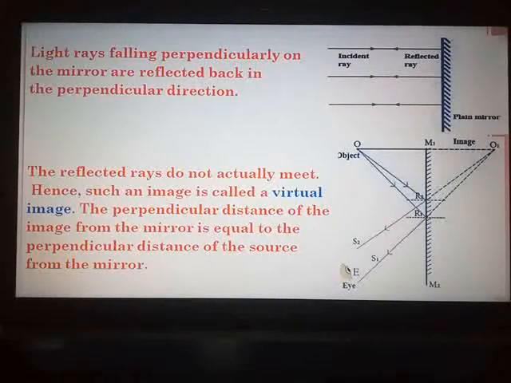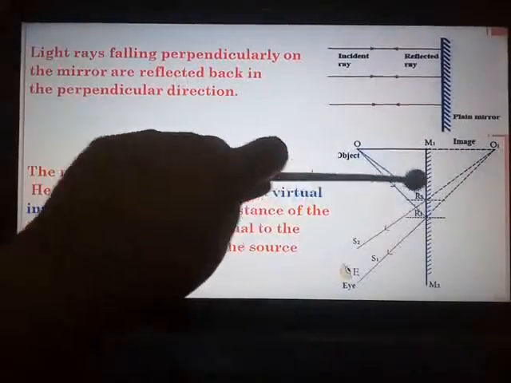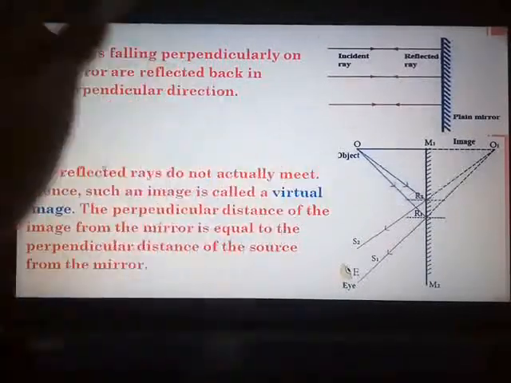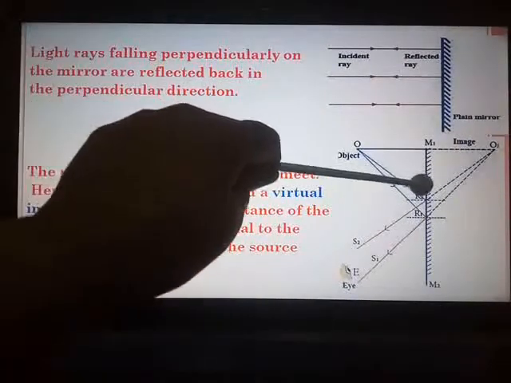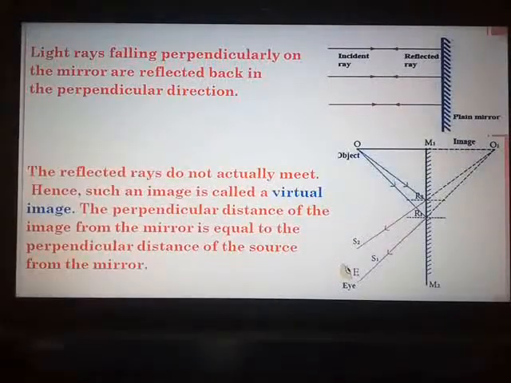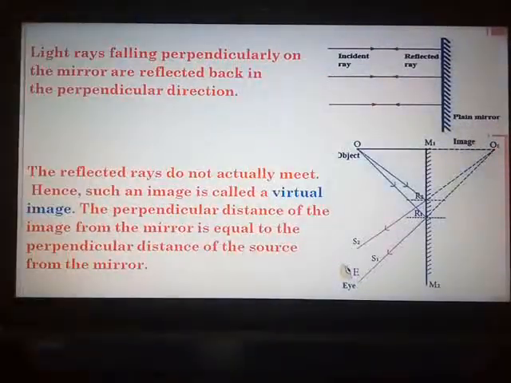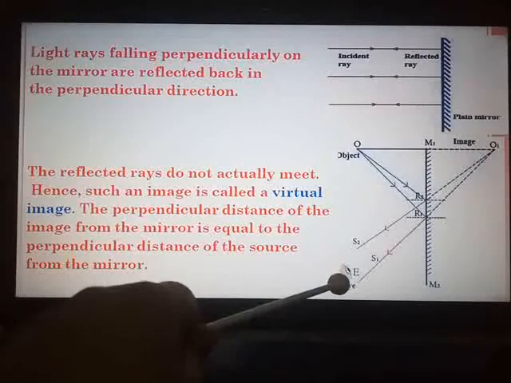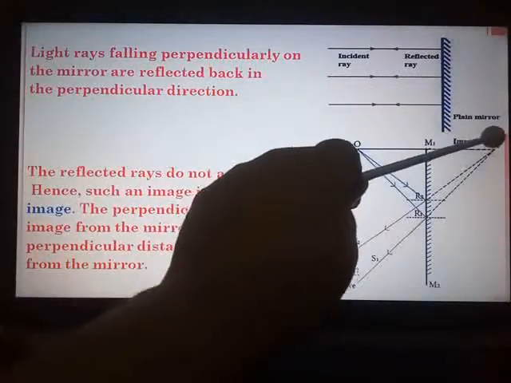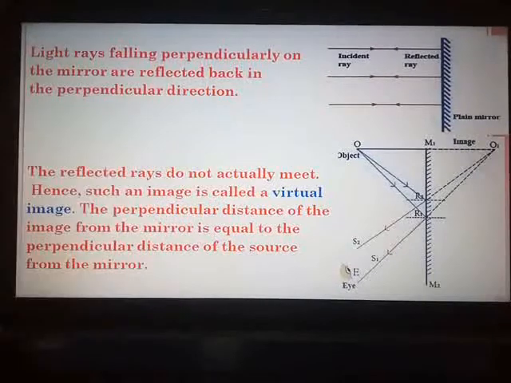Again, in simple words: here a point source O is in front of a plane mirror M1M2. Two incident rays, OR1 and OR2, get reflected along the paths R1S1 and R2S2. When these reflected rays are extended behind the mirror, they appear to meet at point O1, and when seen from point E, they appear to be coming from this point. This point O1 is called the image of point O.